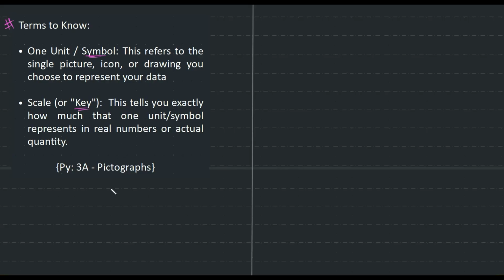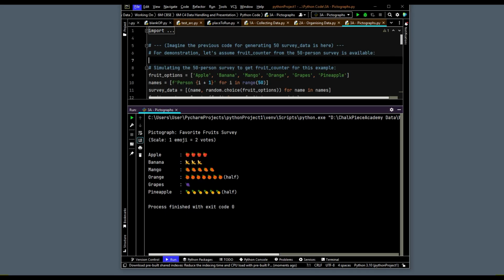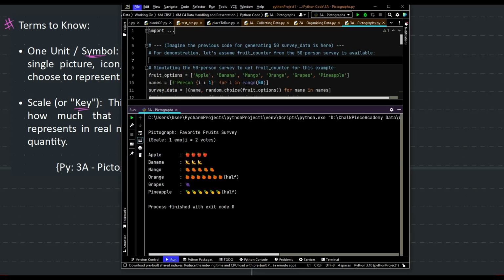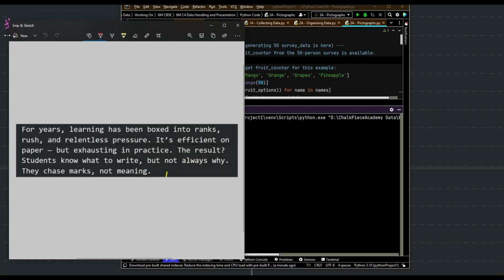Let me show from my end a pictography. It's kind of small, and I don't think I can zoom in that easily. What we are looking at is a pictography, the favorite fruit survey. And here we have the scale. One emoji is equal to 2 words. Each of these pictures is an emoji and it represents 2 words. We'll understand all of that in time. So let's go back over here. Here we are looking at symbols.